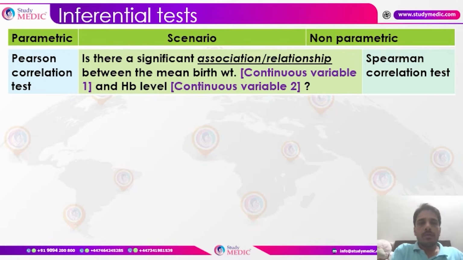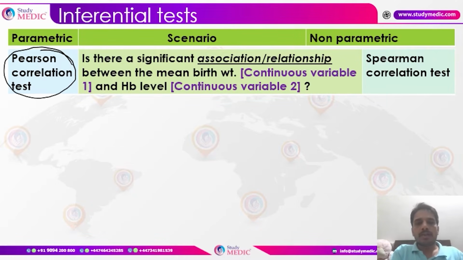Now in this scenario, here we are trying to find out is there a significant association or relationship, if at all, what is the strength and direction between the birth weight, which is a continuous variable, and HB level, which is also another continuous variable. So when we want to find out the association between two continuous variables, and these two continuous variables are normally distributed, then we use Pearson's correlation test, a parametric test.